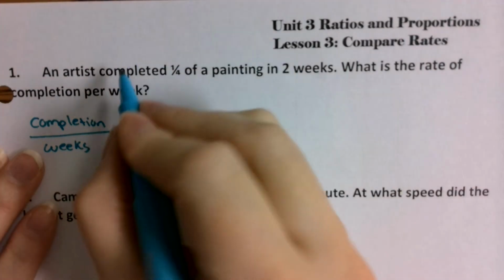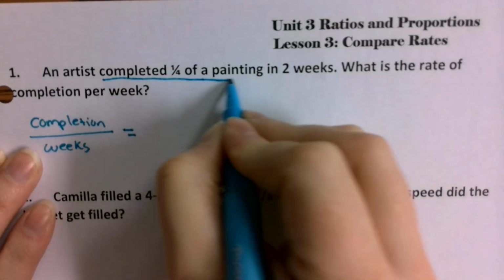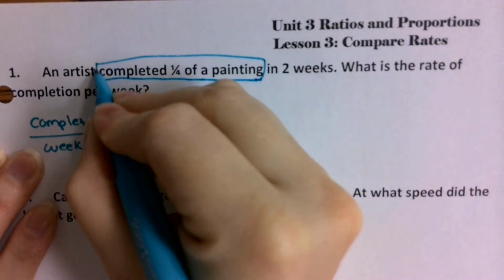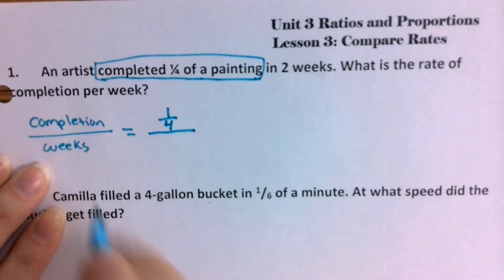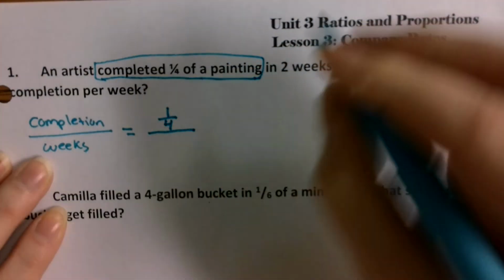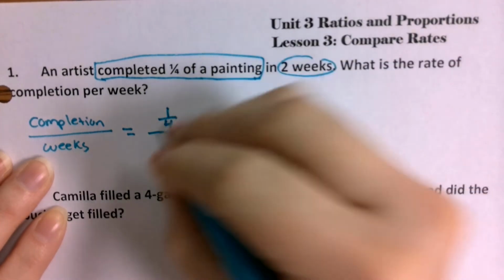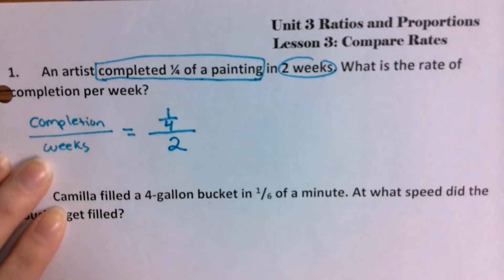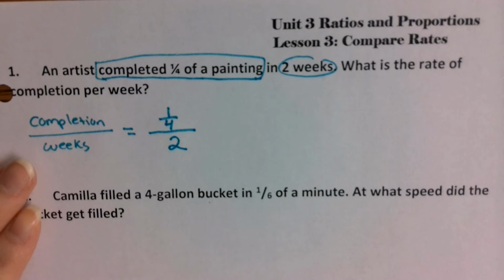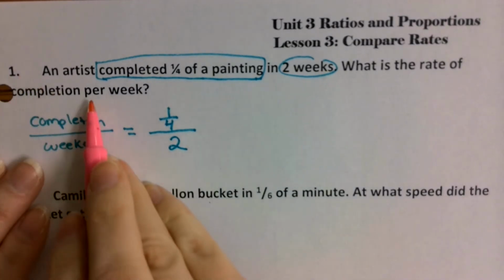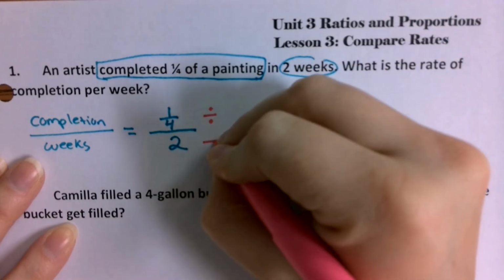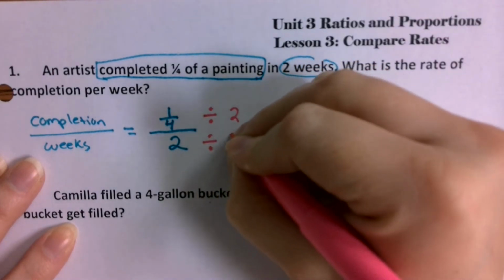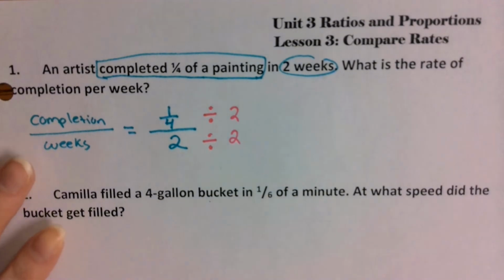1/4, right? The artist completed 1/4 of their painting. So 1/4 is going to go on top. On the bottom, how many weeks did it take? 2 weeks. It took 2 weeks to complete it. So we've got 1/4 over 2. Now we want it to be a unit rate. We want it per 1 week. So that means we're going to divide both the numerator and the denominator by the value 2.